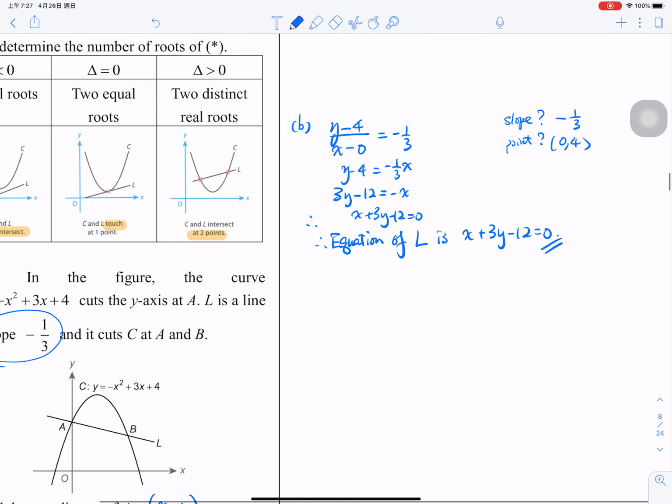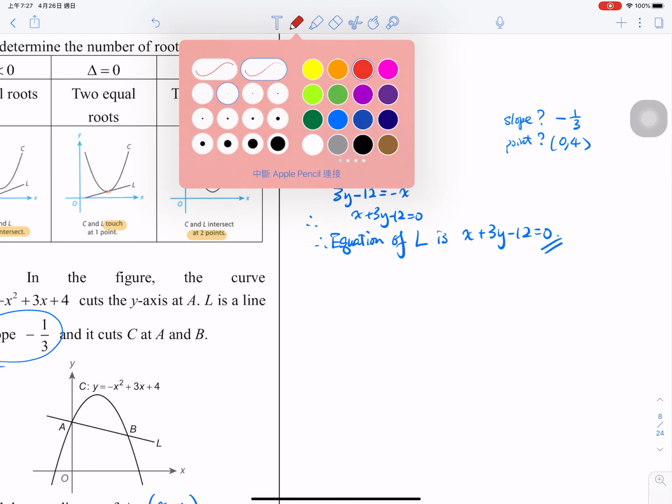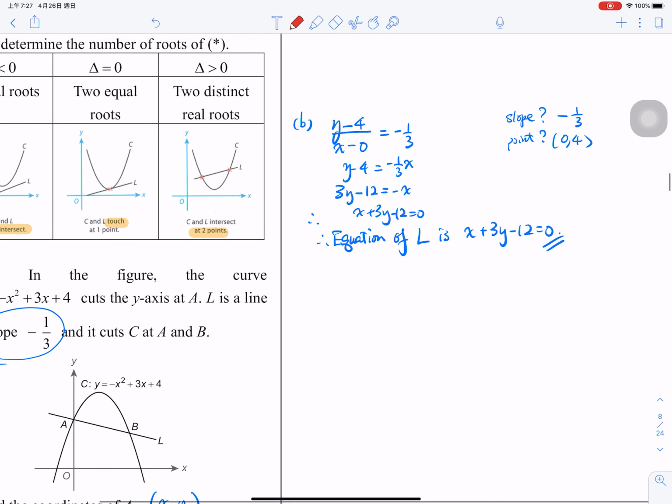Okay, actually you can make use of the slope intercept form because you know the slope is -1/3. So y equals to mx plus c. What is c? Y-intercept. That means 4. You can start from here and then rewrite in general form. That's fine. Okay? That means same as this one. Right. Okay? Goes on. Part C.